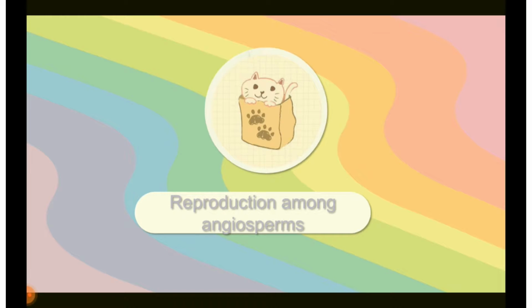So let's join Super K on another day and another lesson that we will learn here in Avocados. Our new lesson for today is about reproduction among Angiosperms. Our goal for today is to learn what the different reproductions among Angiosperms are. And before we start our lesson, we have a small and quick trivia for this lesson.